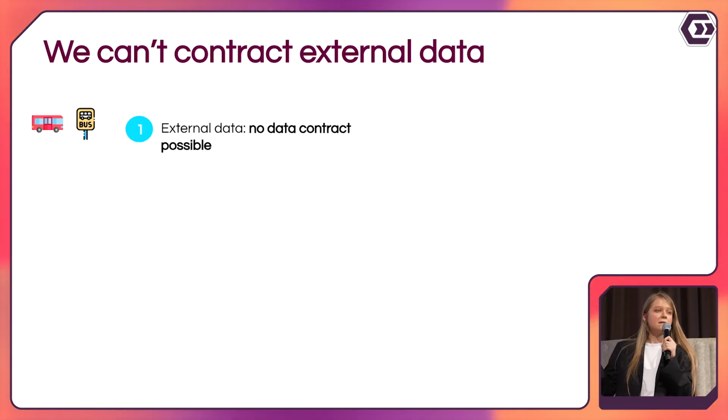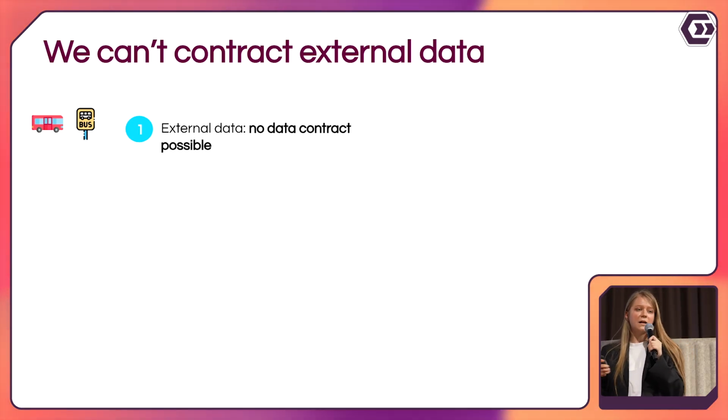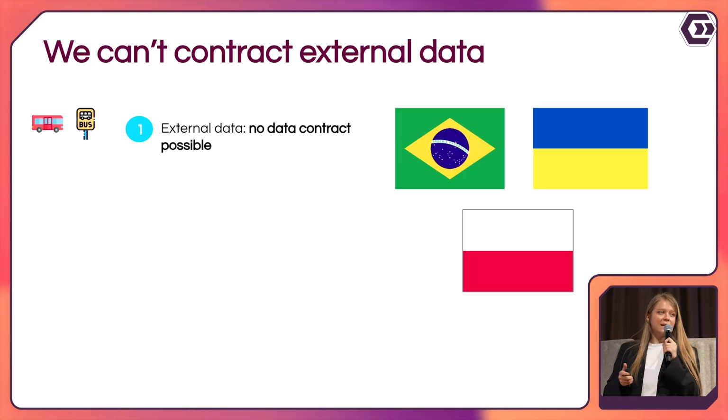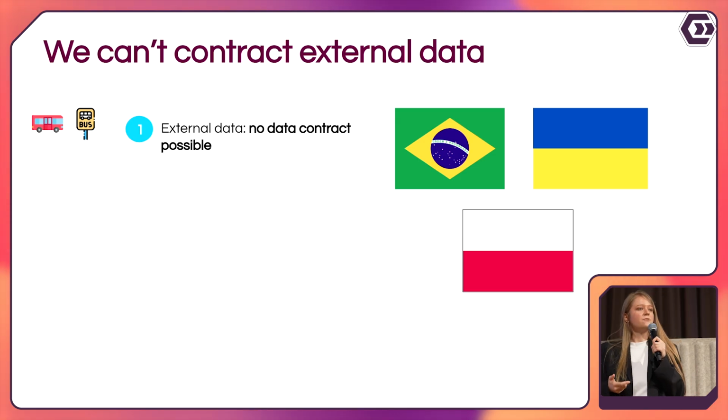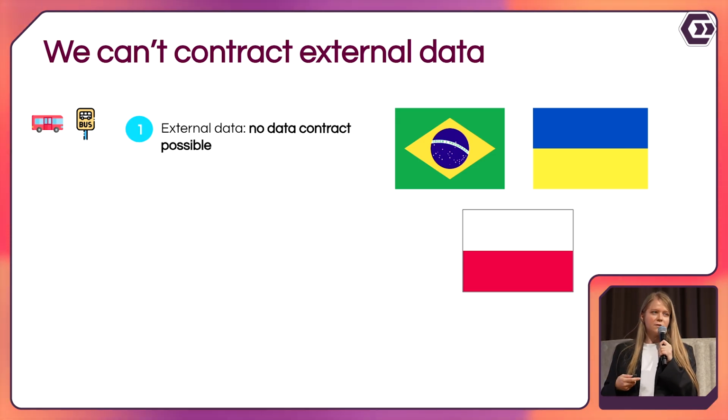And the first point is the external data. Again, imagine, it can be everything, can be a bus carrier, can be a bus station. To add complexity, they are from different countries, they speak different languages, and there are, for sure, different ways of working. So, in our case, no data contract was possible at this stage. Absolutely none. At this stage, we barely know what's inside the data.